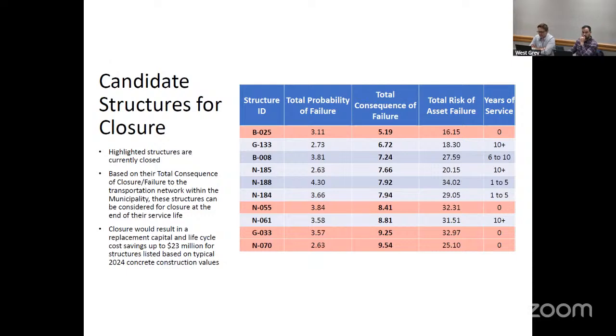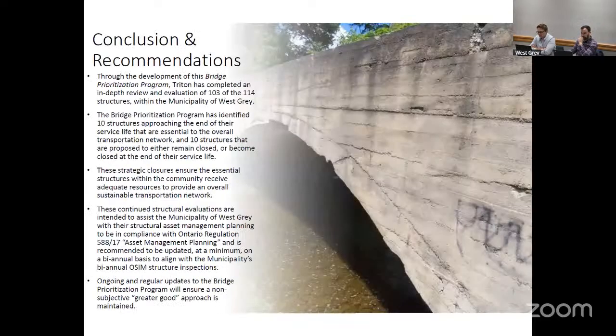Okay, we'll move on to the next slide. Through the development of this program, Triton has completed an in-depth review and evaluation of 103 of the 114 structures critical to the vehicular transportation network in West Grey. This program has identified 10 structures approaching the end of their service life that are essential to the overall transportation network, and 10 structures that are proposed to either remain closed or become closed at the end of their service life. These strategic closures ensure the essential structures within the community receive adequate resources to provide an overall sustainable transportation network.